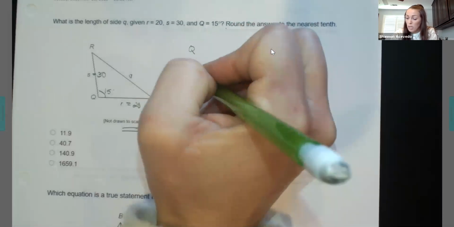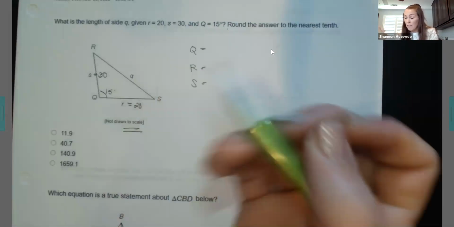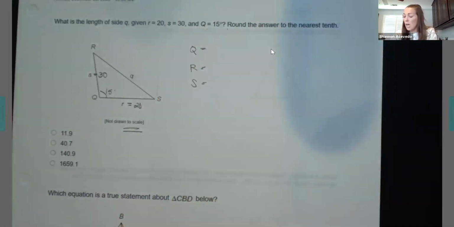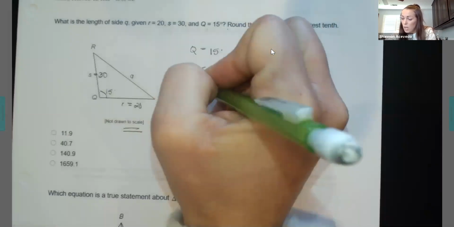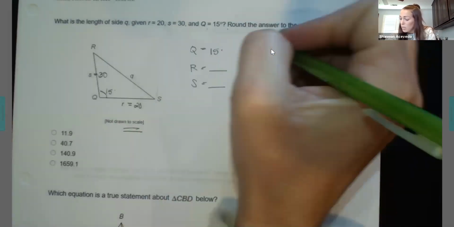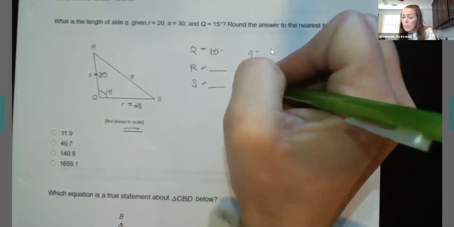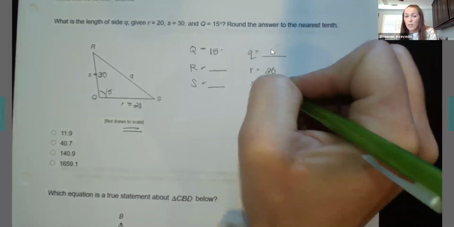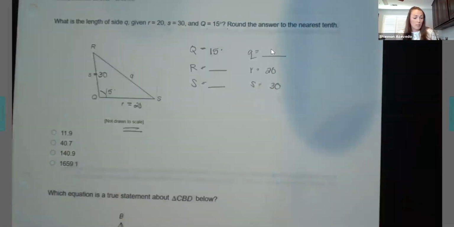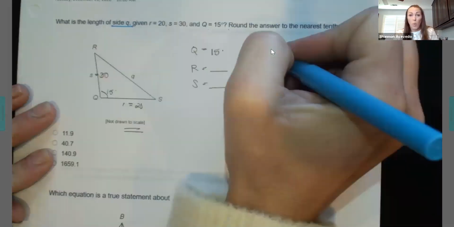And so again, I'm going to transfer all this information that I filled in my triangle over here, so I can visualize, well, do I have a full set? Do I not? I know that this is 15 degrees. I don't know those two. I know, let's see, QRS, I don't know my side Q. I know that R is 20. I know S is 30. So I am asked to find the length of Q. So we're looking for the length of side Q. This is what we want.